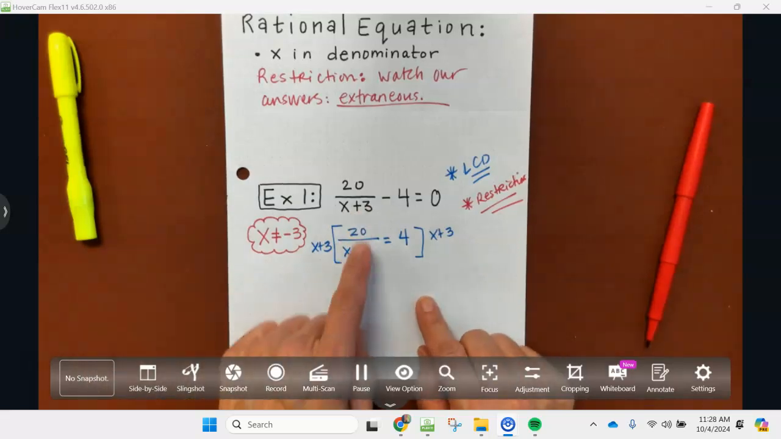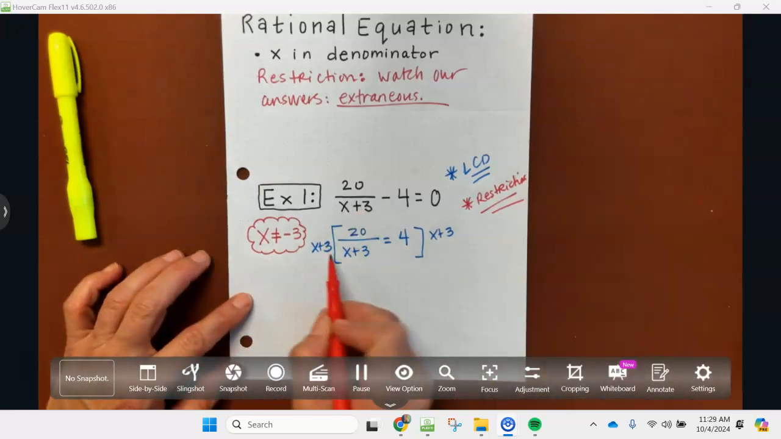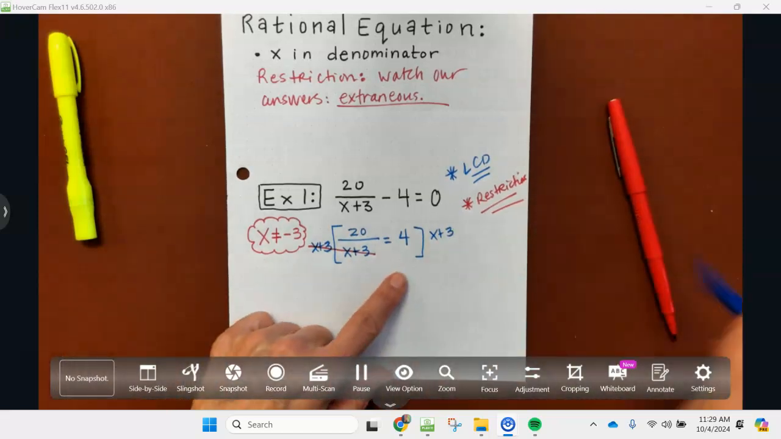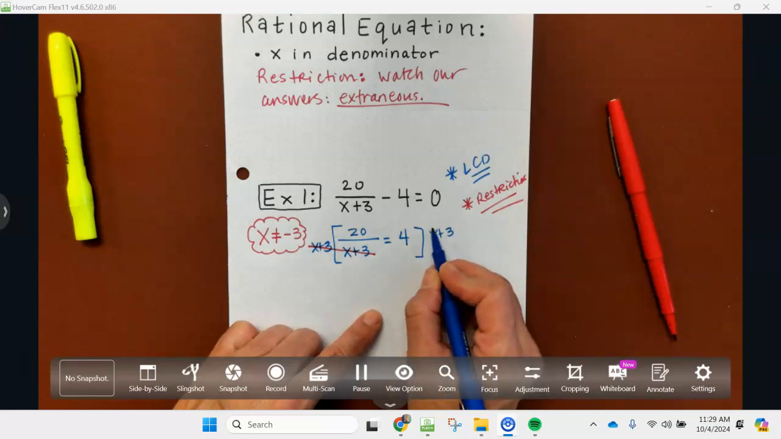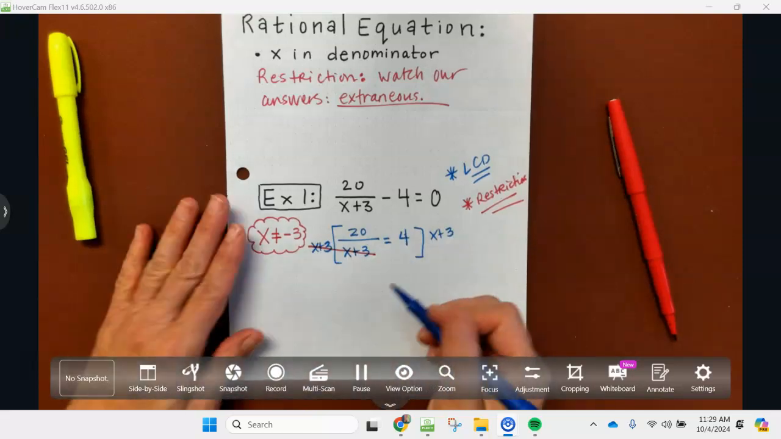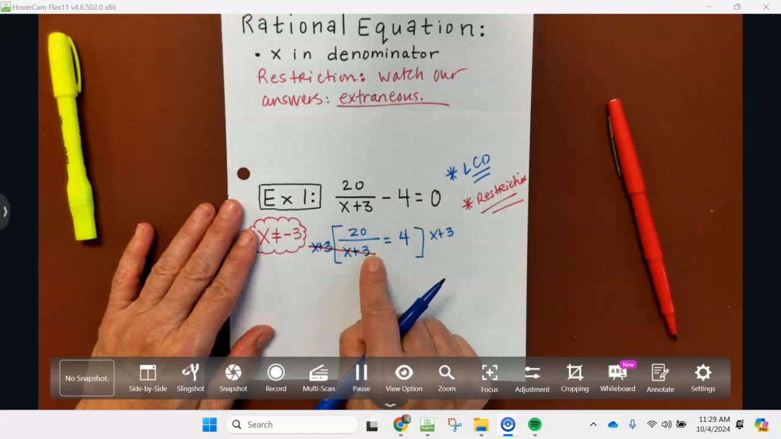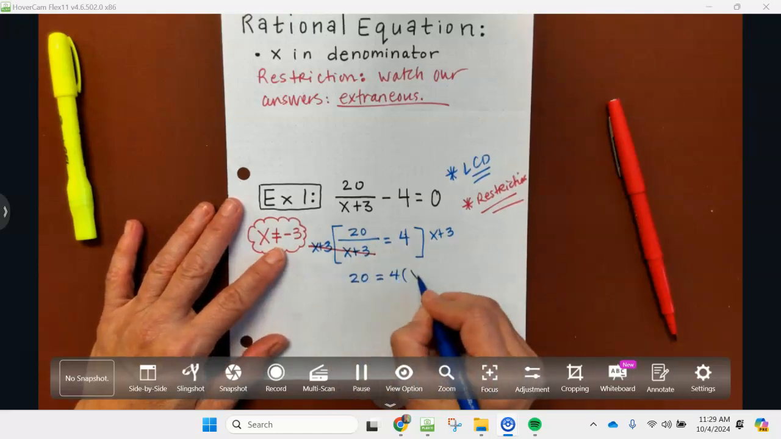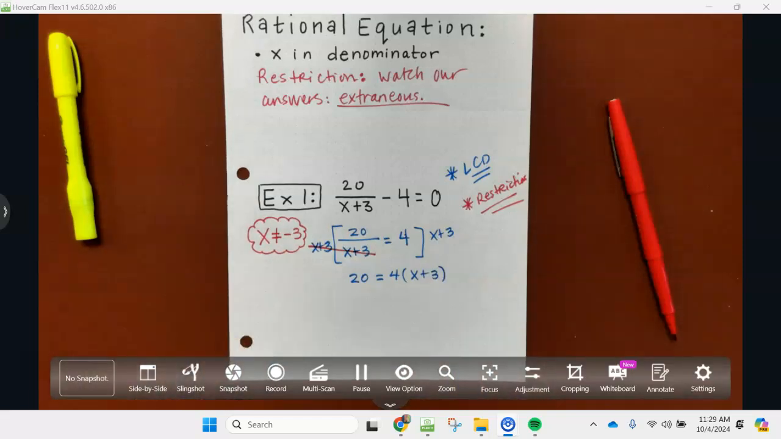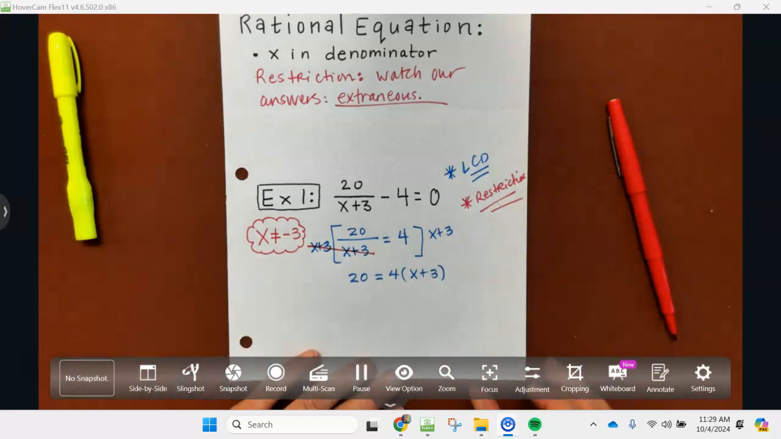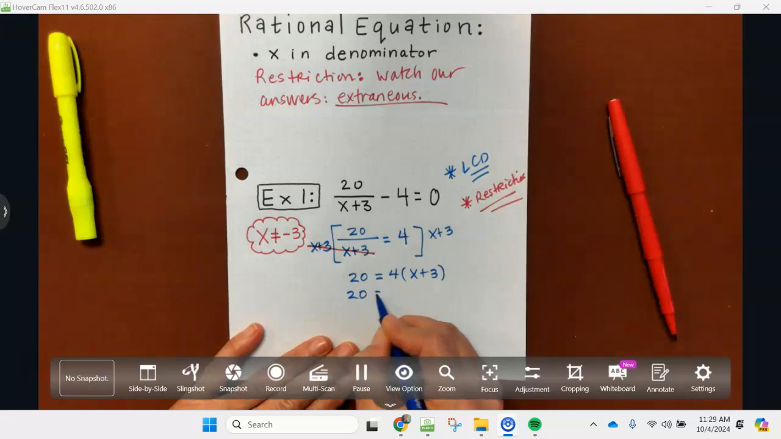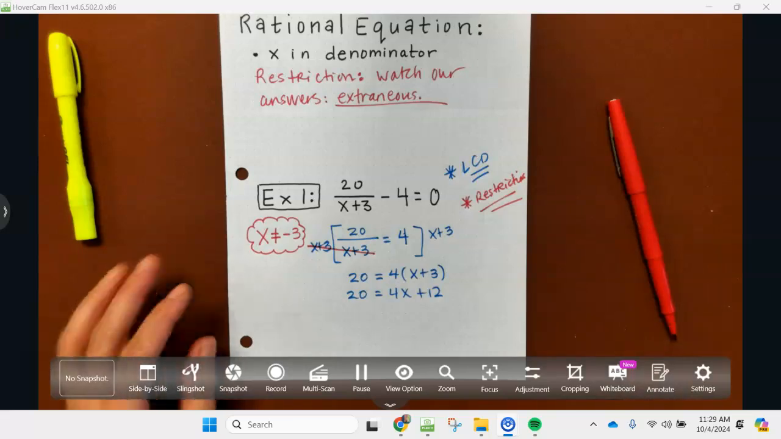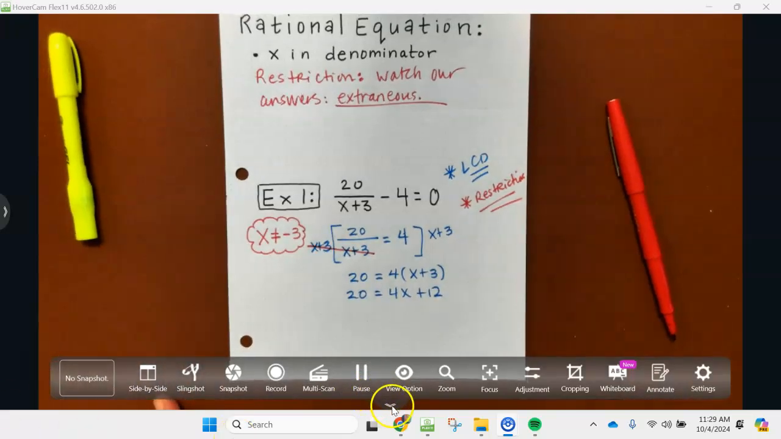This is one fraction. This is one term. So these are going to cancel out right here. So this x plus 3, this is going to get distributed to the 4. Let's go ahead and write the next line of our work without this fraction. So it's going to be 20 equals, and remember 4 is going to get distributed to that x plus 3. Let's go ahead and distribute the 4 twice. So 20 is going to equal 4x plus 12, and then here you have just like a junior high level equation. So we are just going to solve for x.